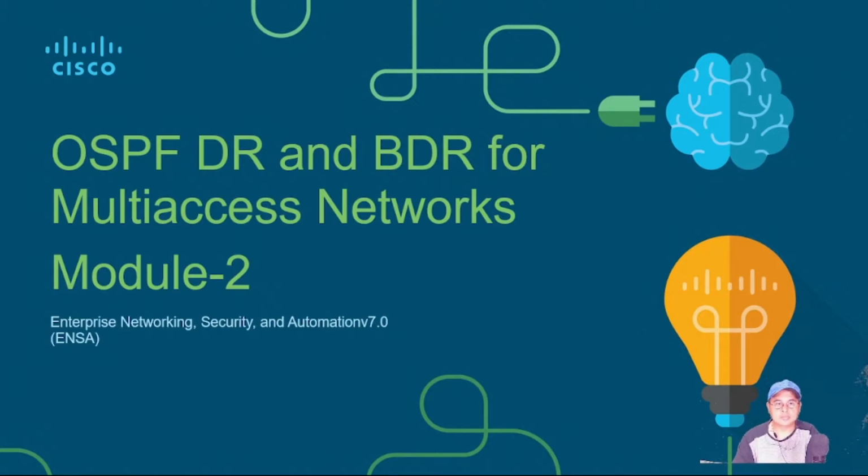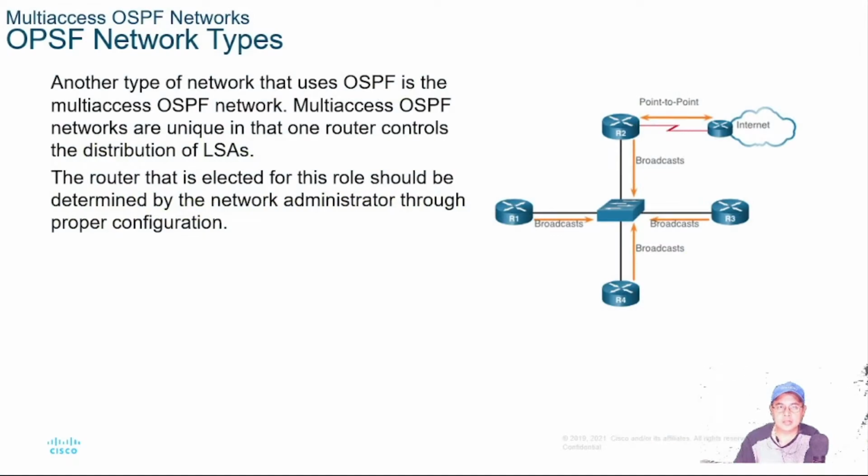All right, so OSPF DR and BDR. DR here stands for designated router, and BDR stands for backup designated router for multi-access networks. Now, a multi-access network is a type of network that uses OSPF, and this is unique in that one router controls the distribution of LSAs, or link state advertisements.